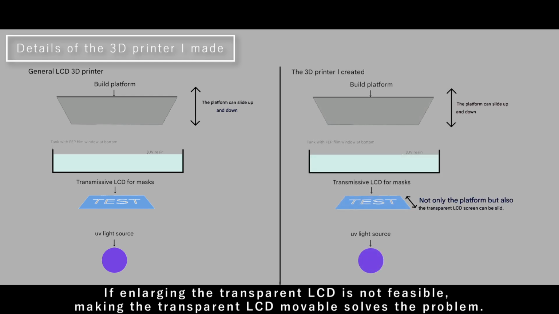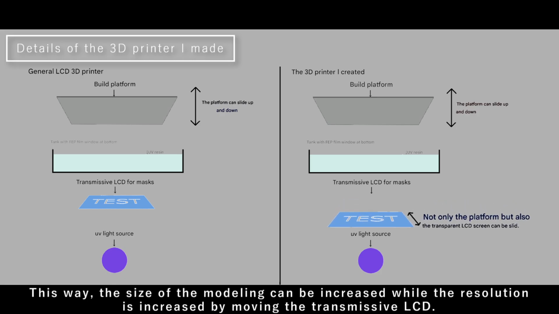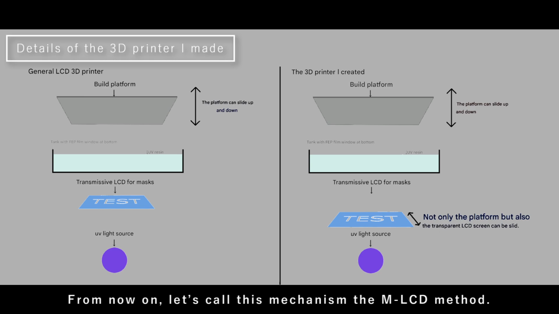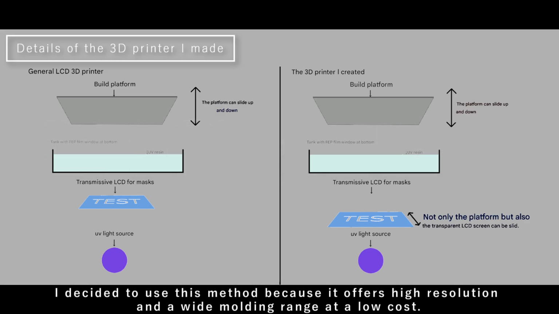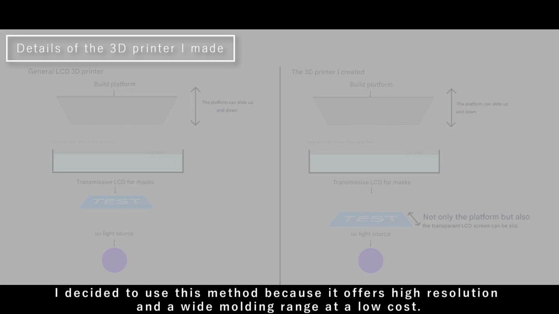If enlarging the transparent LCD is not feasible, making the transparent LCD movable solves the problem. This way, the size of the modeling can be increased while the resolution is increased by moving the transparent LCD. From now on, let's call this mechanism the MLCD method. I decided to use this method because it offers high resolution and a wide molding range at a low cost.